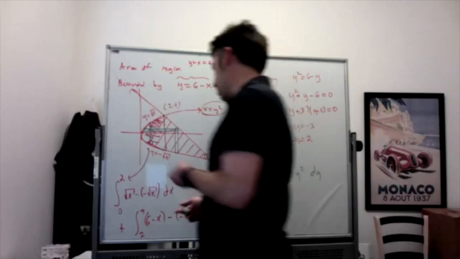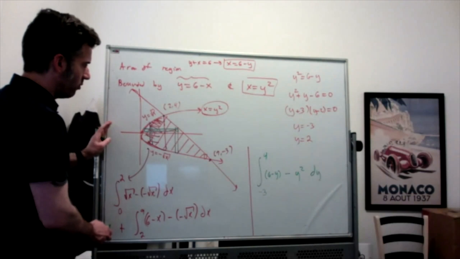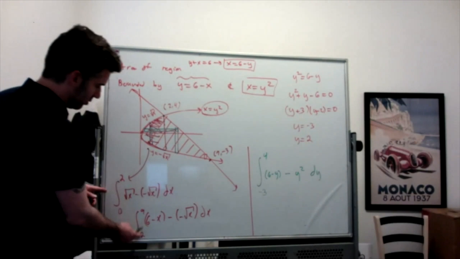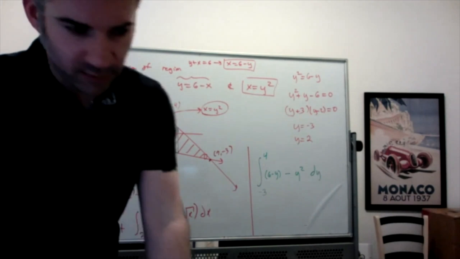Same thing here, right? Here we went from what's the leftmost x value in our region? Oh, it's 0. What's the rightmost value in our region? It's 9. So we went from 0 to 2 and then 2 to 9.